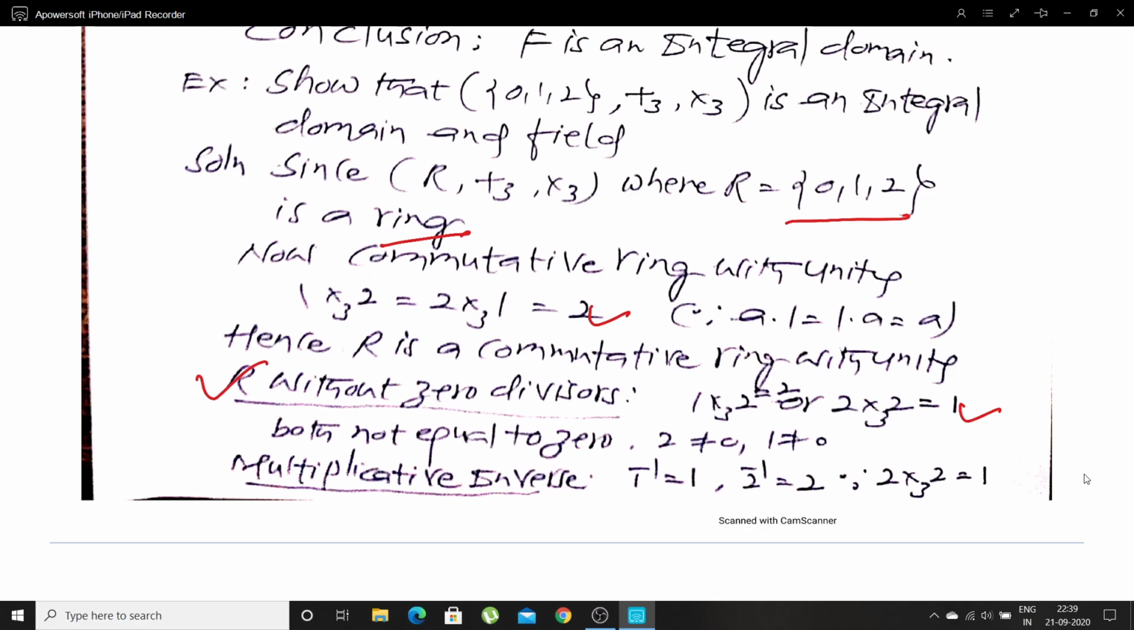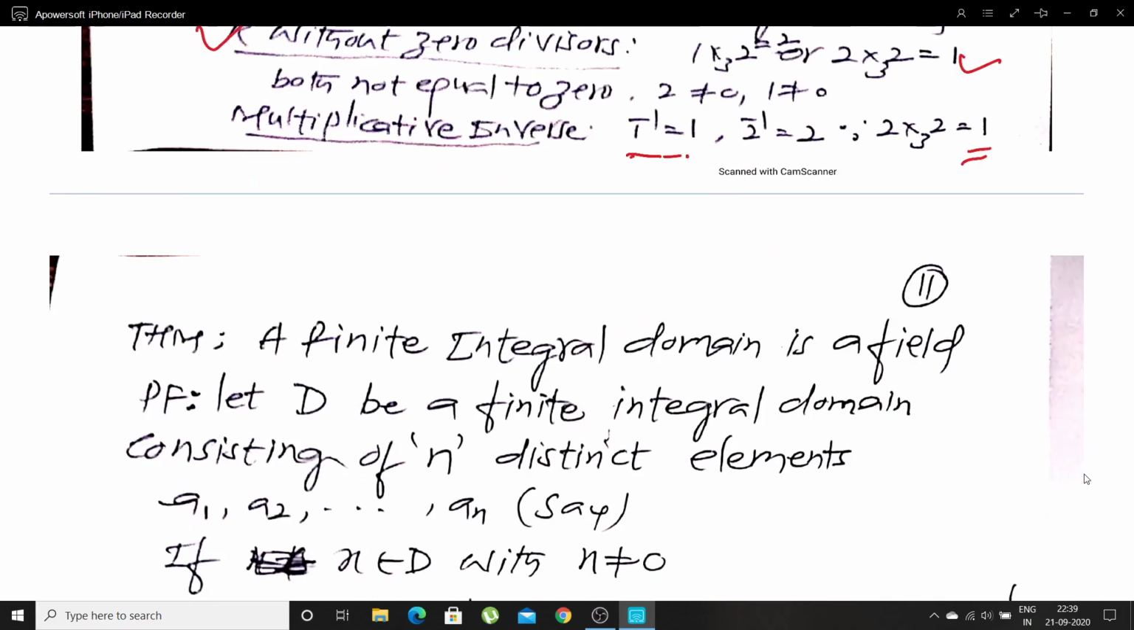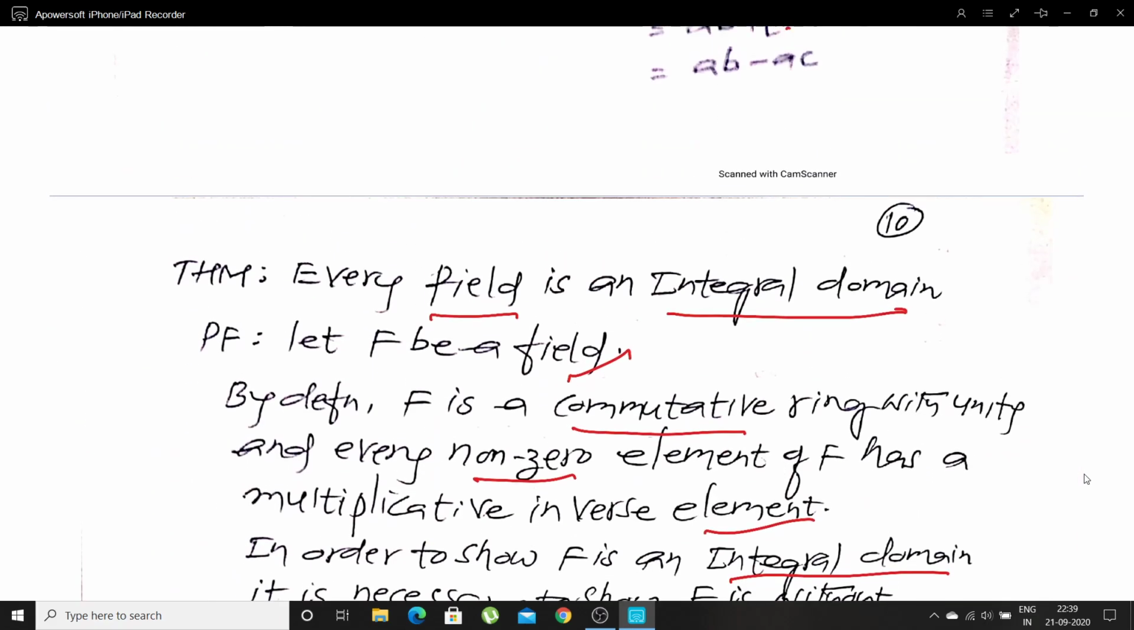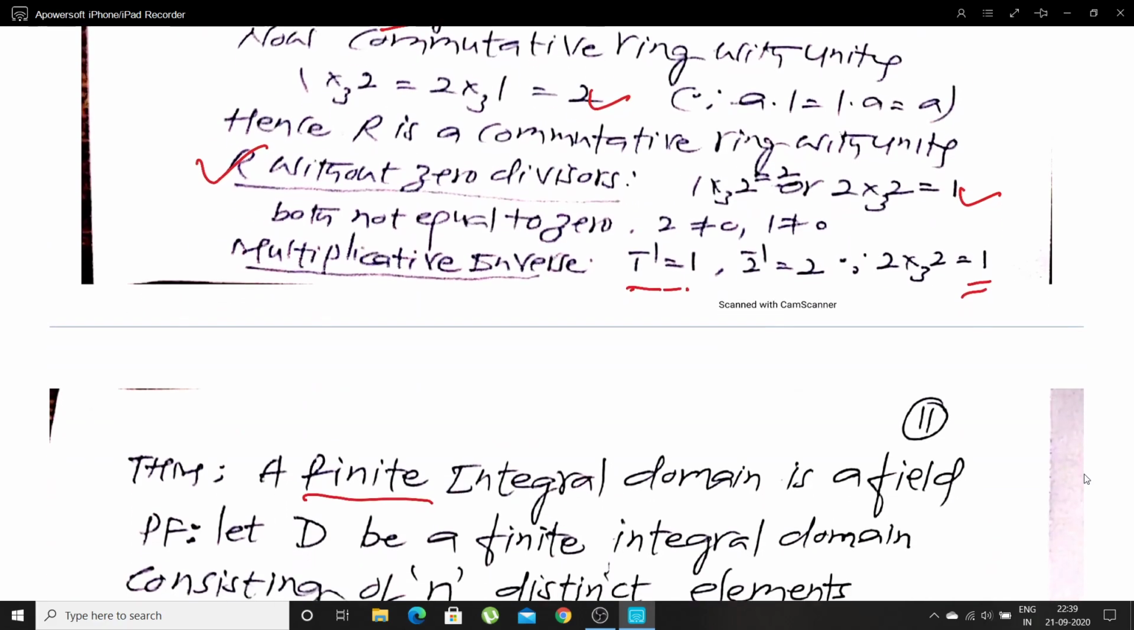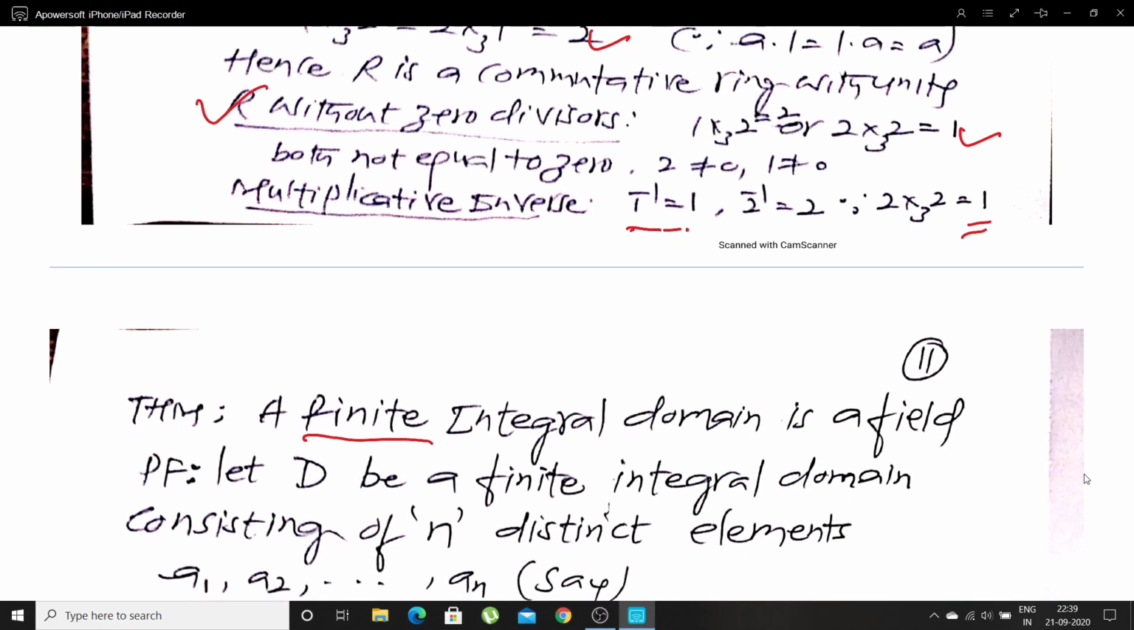And we know that the multiplicative inverse of 1 is 1 because 1 dot 1 equals 1. And the multiplicative inverse of 2 is also 2 because 2 into 2 under multiplication mod 3 is 1. Therefore, this example is an integral domain as well as a field. Now, one more theorem: a finite integral domain is a field. Here, every field is an integral domain. Now, a finite integral domain is a field.